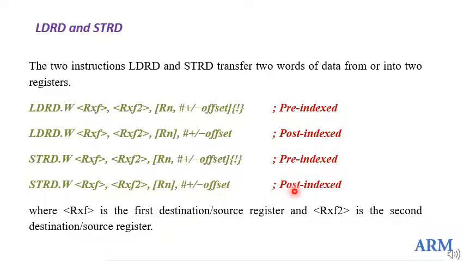Here Rxf is the first destination or source register: destination register in case of load instruction, and source register in case of store instruction. And Rxf2 is the second destination or source register.